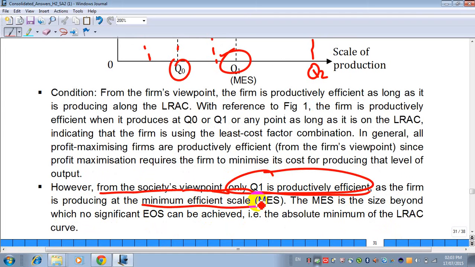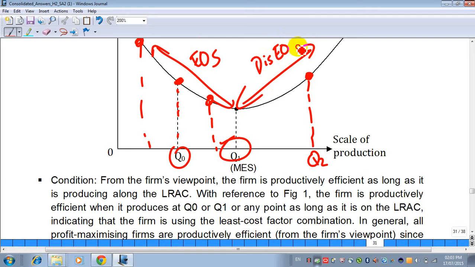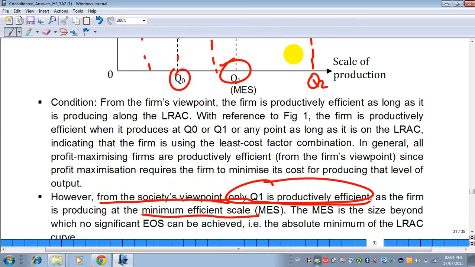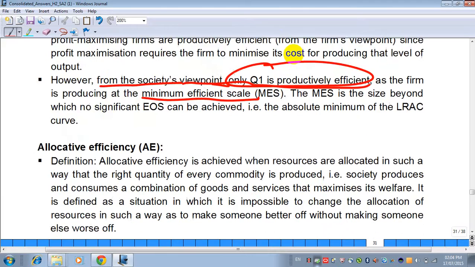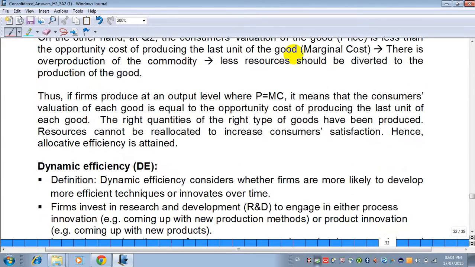From here to here, the firm enjoys internal economies of scale. From here to here, it will enjoy internal diseconomies of scale, right? So Q1 would obviously be the point where, from society's point of view, productive efficiency is achieved. It is producing at the minimum efficient scale. Now, I'm not going to go on about allocative efficiency because you should know this by now.